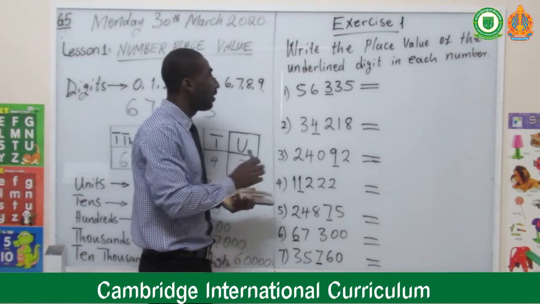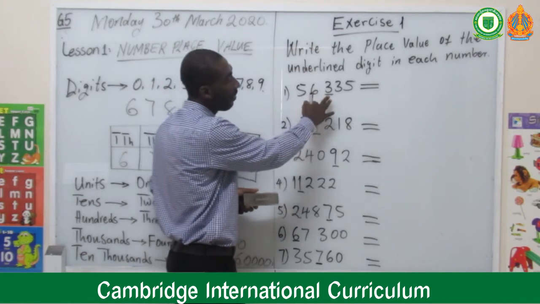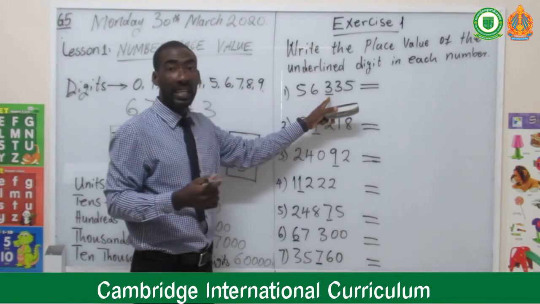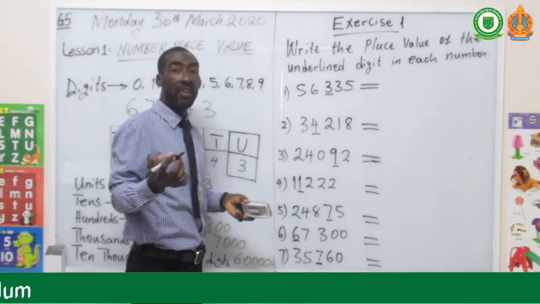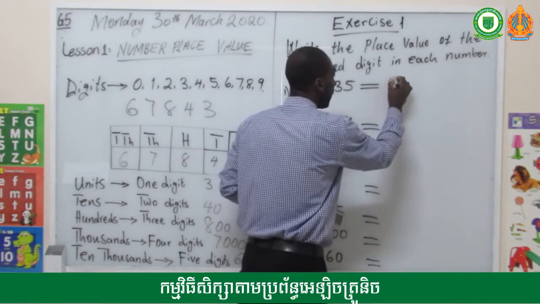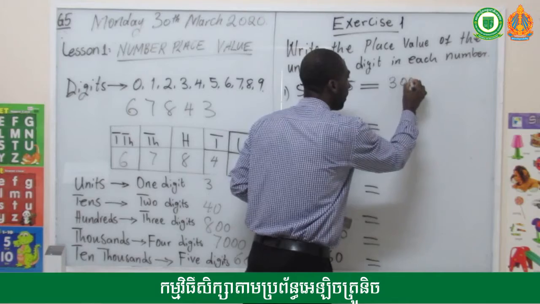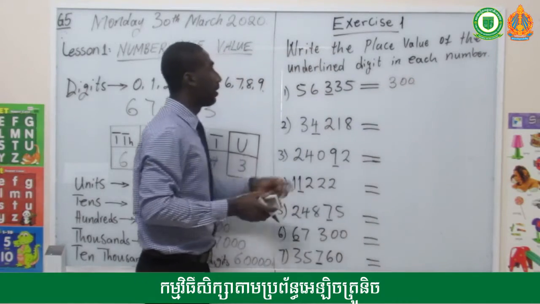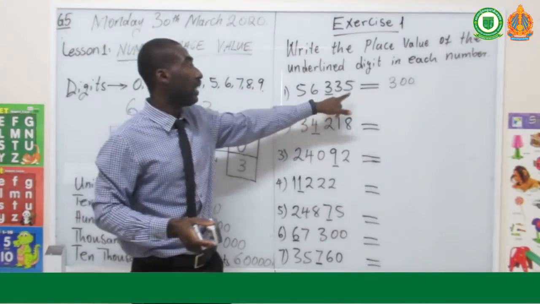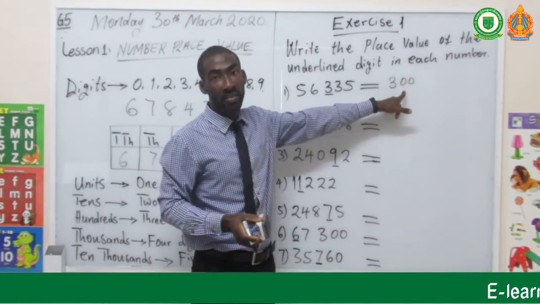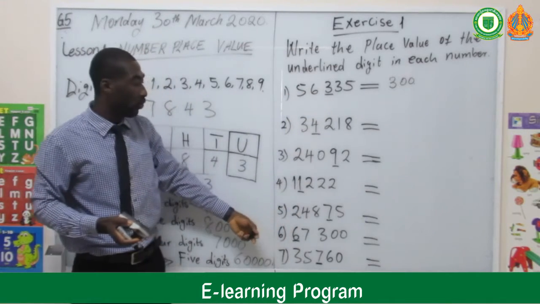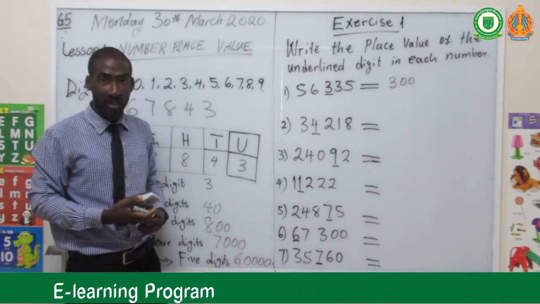Example, the first one, we have 56,335. 3 has been underlined here, so we are supposed to identify the value of this 3, and the value of this 3 becomes 300. Because the 3 here is in the 100 place, so the answer becomes 300. So I believe that with this example, you'll be able to finish the rest of this one.